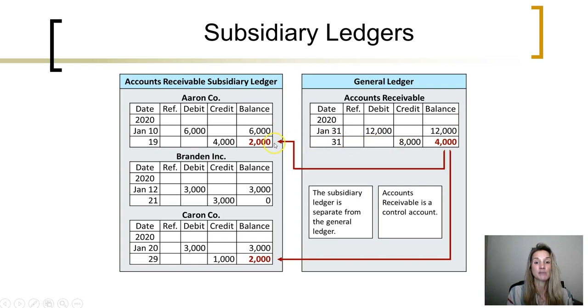Thus, we keep a subsidiary ledger, and you can kind of think of it as a side ledger. It's not actually part of the general ledger, but it is a side ledger that keeps track of the details of the total. So here we are seeing those 3 customers that owe the company money. Aaron Company owes $2,000. Brandon had owed $3,000 but had paid it off, currently owes nothing. And Karen Company now owes $2,000. And the important thing to remember is that subsidiary ledgers are separate from the general ledger.